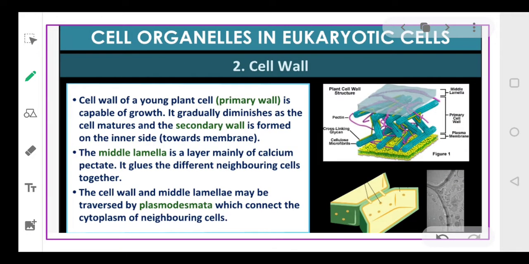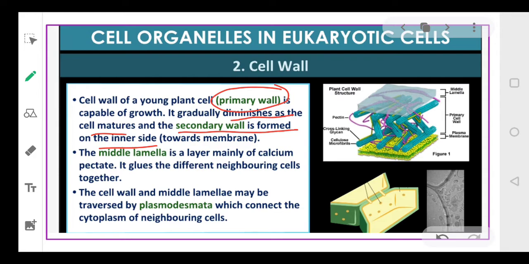Now the cell wall of the young plant cell is referred to as the primary wall, and it is capable of growth. It grows with time, and this gradually diminishes as the cell matures, and the secondary wall is formed on the inner side. So initially in the young plant there is only the primary wall, but as the plant grows, there is development of the secondary wall, which is formed on the inner side. So on the outer side we have the primary wall, and on the inner side we have the secondary wall.